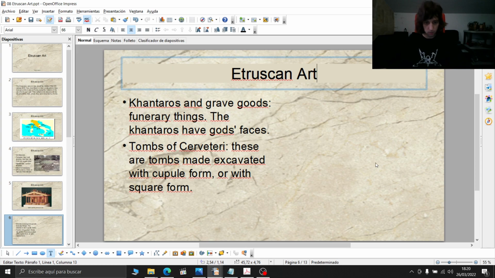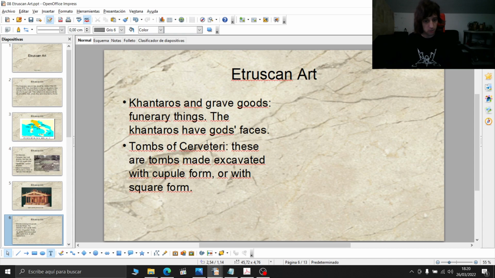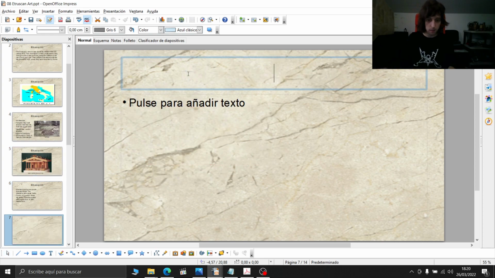Cantharos and Greek gods. Funerary themes. The Cantharos have gods' faces. Tombs, observe these are tombs excavated with cupola form or with square form.